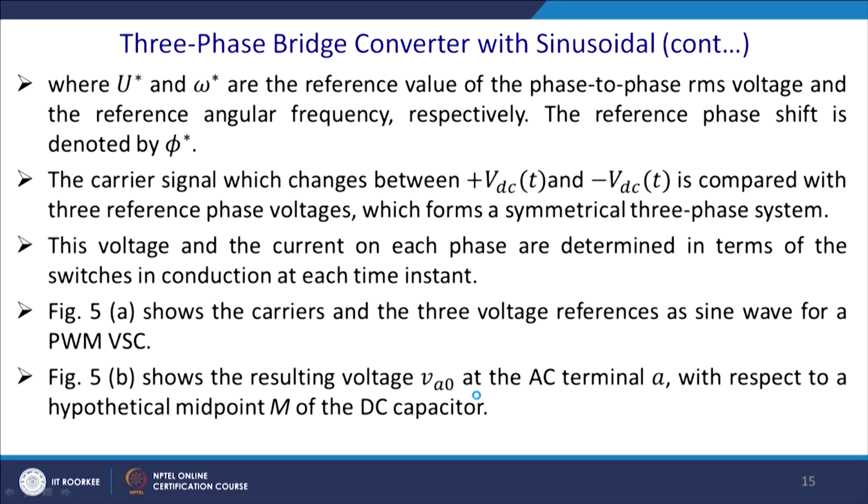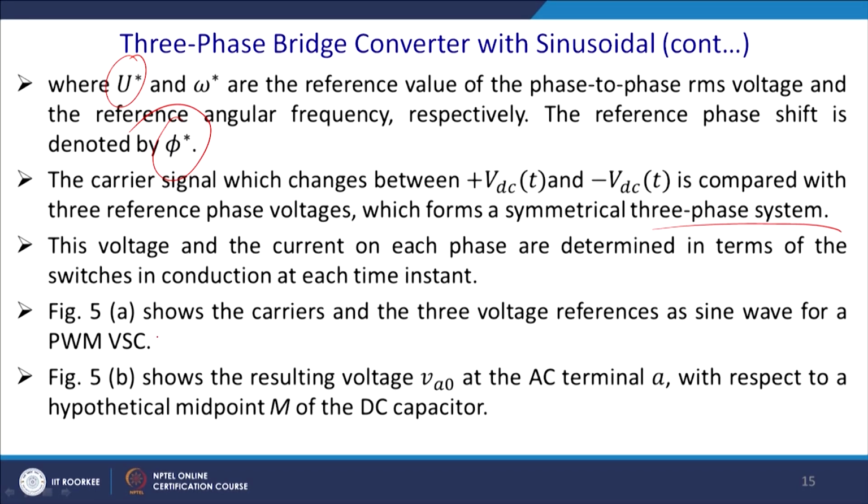Here U star and omega are the reference value of the phase to phase RMS voltage and the reference angular frequency. The reference phase shift is denoted by phi. The carrier signal changes between plus VDC and minus VDC and is compared with the 3 reference phase voltages, which form a symmetrical 3 phase system. The voltage and the current on each phase are determined in terms of the switches in conduction at each time instant.